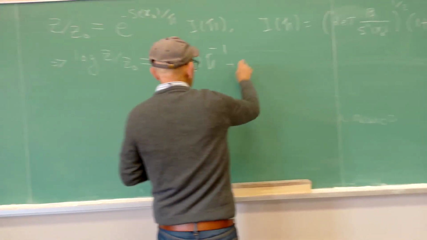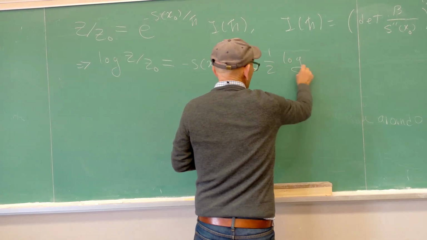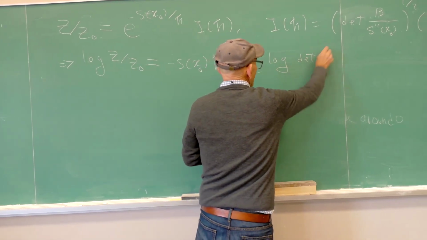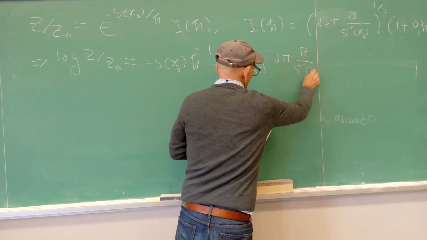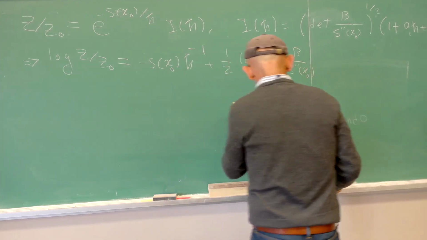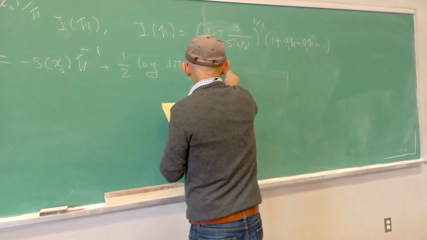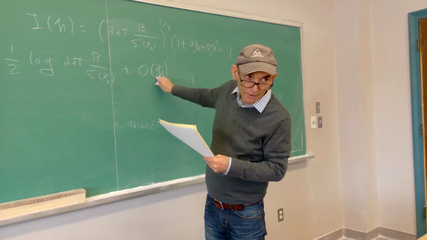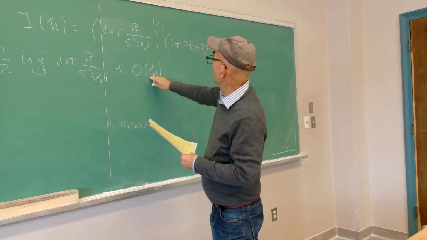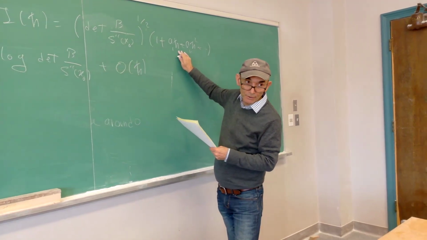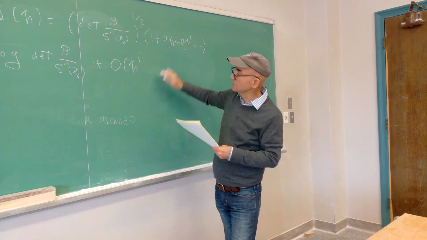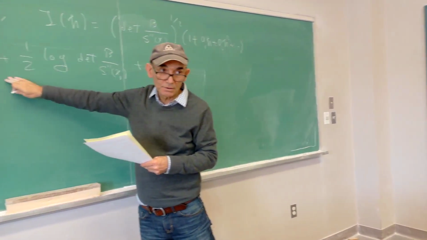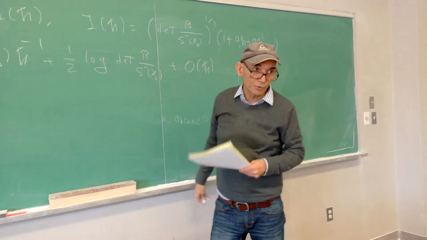log of b over s double prime at x0, plus terms that have order 1 in h or higher. So I just write it as capital O of h. These higher order terms are going to contribute here only, not here. There's an h0 here and there's h minus 1. And if you compare this with the original formula, that's the proof.